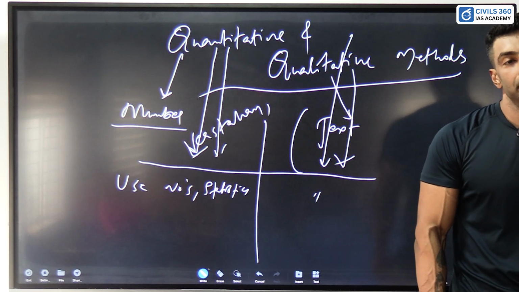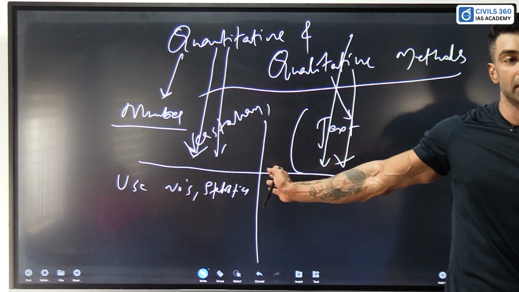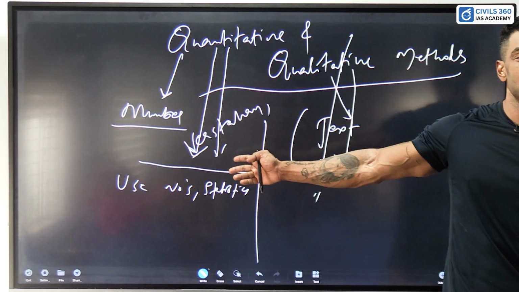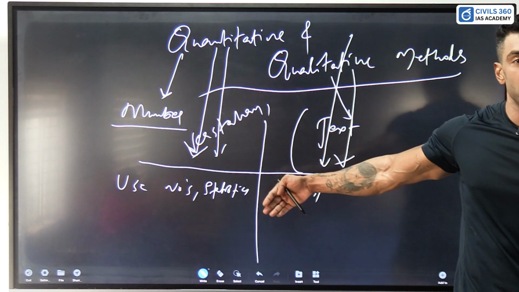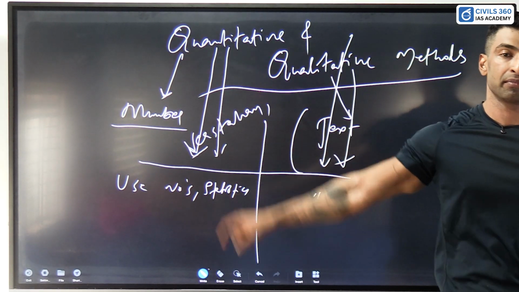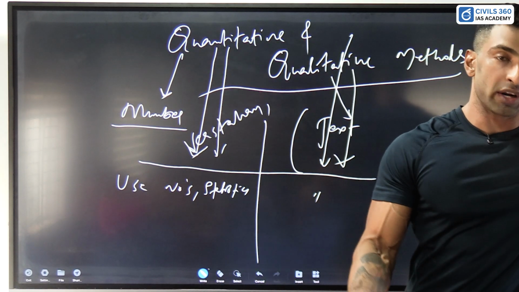What will be the next? Larger sample size, smaller sample size? No. With respect to this, we already mentioned it. Sample size is large, but the information is less. Sample size is small, but there is more information. So less information in quantitative. In qualitative, more information.